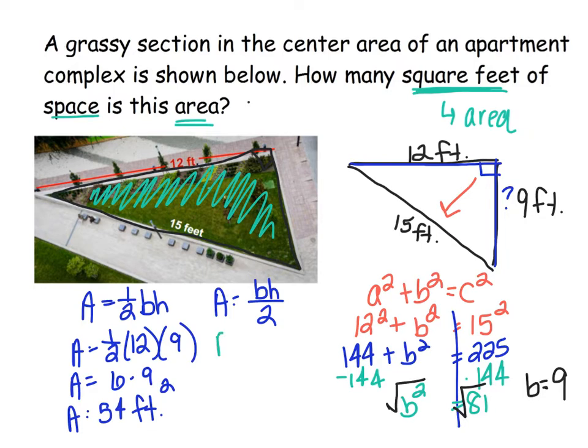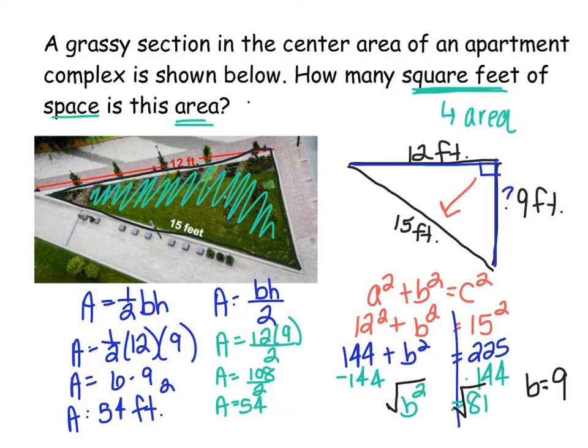Now, if you used the other formula, you would still get the same thing. You would do base times height, so you would do 12 times 9 divided by 2. 12 times 9 is 108, and when I divide that by 2, I get 54. So either formula is correct.